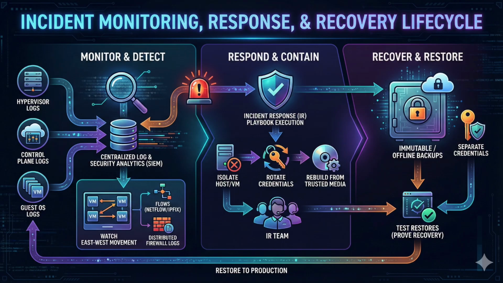Security isn't complete until you can detect and recover. Monitoring in virtualization means collecting logs from multiple layers: the hypervisor, the management server, and the guest OS. Forward them to a central log system, time synchronize everything, and build alerts that understand virtualization behavior. For example, unusual logins to the management plane or a spike in VM exports. For east-west traffic, consider virtual network telemetry, distributed firewall logs, flow logs, and internal IDS sensors. Remember, attacks often spread laterally between VMs.